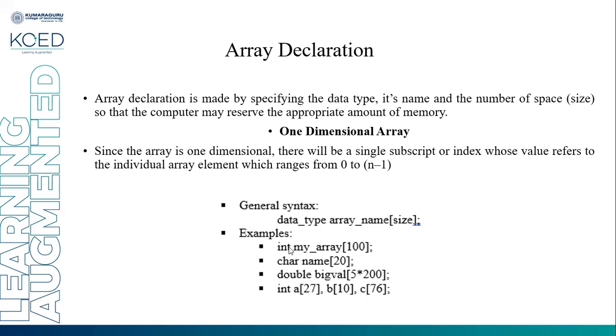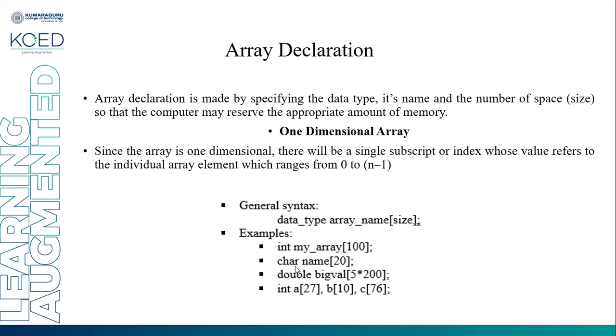How many elements are to be stored in this array? For example, integer is the data type, a is the array name, and within the open and close square brackets we are giving 100. So the array is capable of storing 100 elements. The first element will get stored in a of 0, the second element in a of 1, and so on. The last element will be stored in a of 99. So the array will store the elements from a of 0 to a of 99.